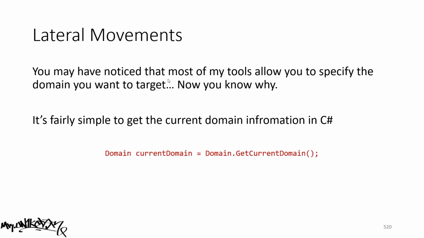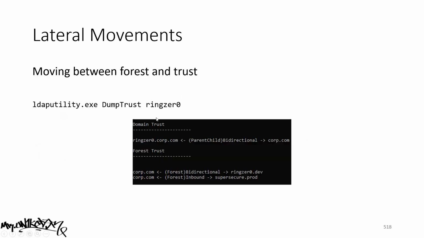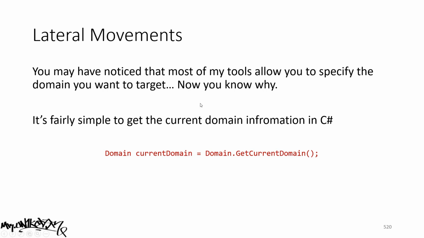You may have noticed that most of my tools allow you to specify the domain on your target. A lot of people actually open pull requests or they ask me to make that automatic, and I always tell them that I'm not going to do it. The reason is very simple. It's exactly for that. I'd rather have tools that allow me to specify which domain I want to target. So let's say here I'm inside of ring0corp.com. If I run something like dump trust, instead of specifying ring0, I could put supersecure.prod, and now I'm going to get the result. If you hard code it, well, you can limit the visibility that you have. But the reality, it's not because it's complex.